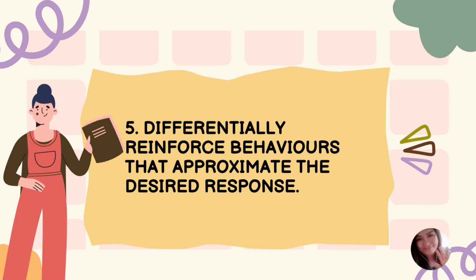Next, differentially reinforce behaviors that approximate the desired response. The teacher should prompt each of the behaviors that approximate the final target behavior. The teacher should carefully examine the student's response or any part of the response that approximates the criterion that has been set for the first stage of training. Any behavior that shows some of the required elements within reasonable limits should be reinforced.